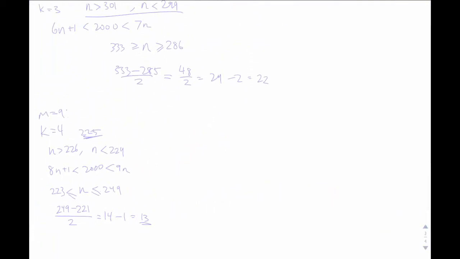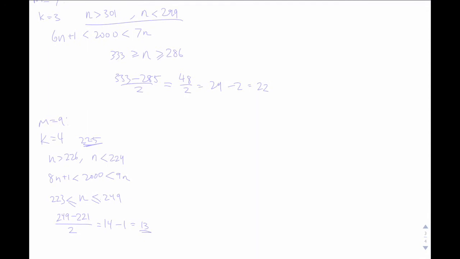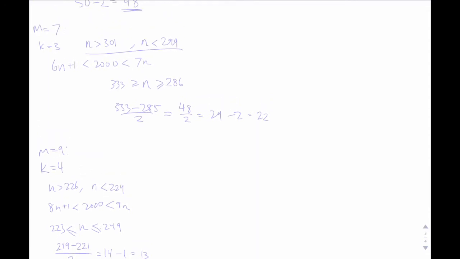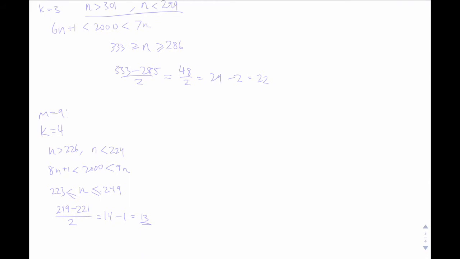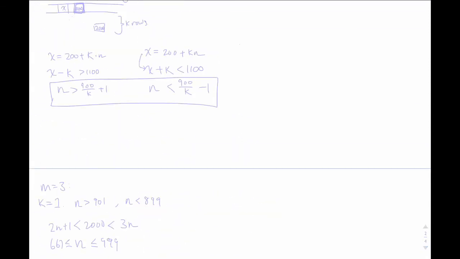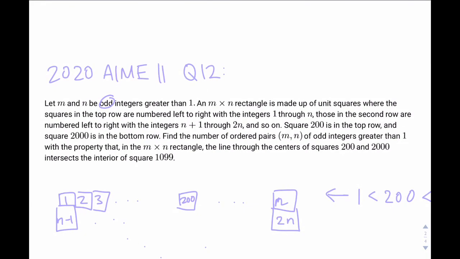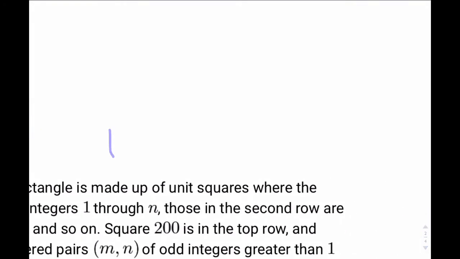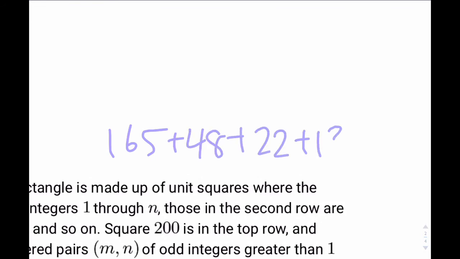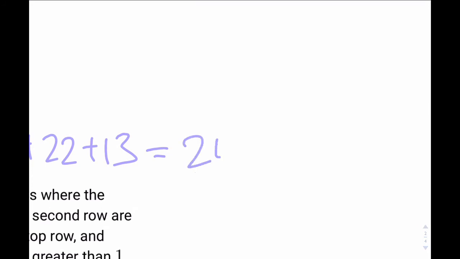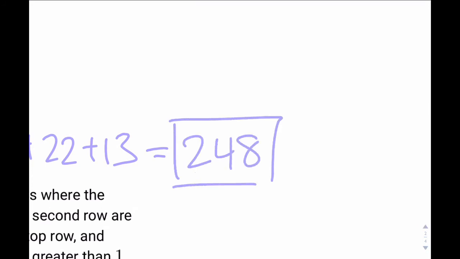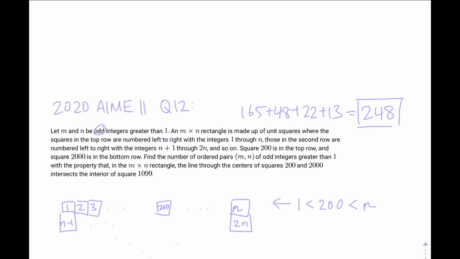So our final answer is going to be the sum of all of our possibilities of n in each of the 4 cases. And so our final answer is going to be 165 plus 48 plus 22 plus 13 equals 248. And we are done.